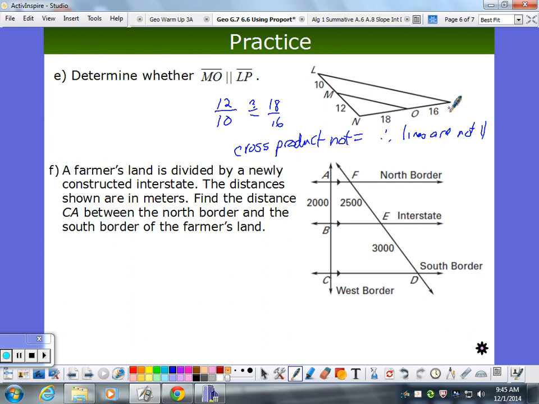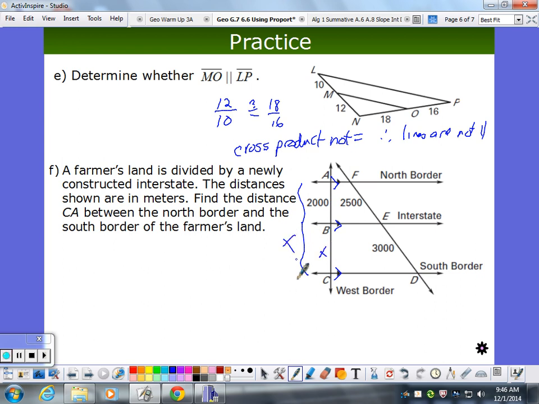A farmer's land, okay, divided by this newly constructed interstate. So it's showing the distances in meters. Find the distance CA between the north border and the south border. So they want you to find this whole thing. They're showing you these are parallel roads here, the north border, the south border, and the interstate.